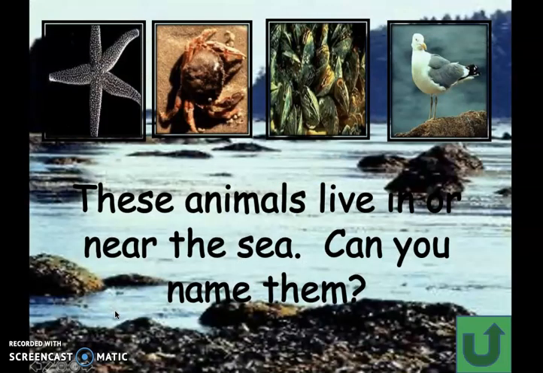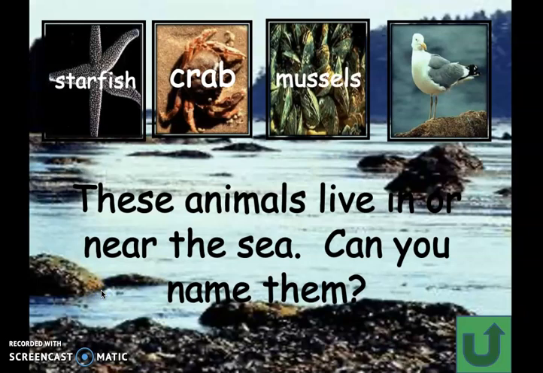What about the animals that live in or near the sea? Well, we have on the left hand side, starting with the starfish. We also have crabs. We also have, well done if you know what these are of course, mussels. And finally, the hint is in their name, it is the mighty seagull, also found living near the sea.